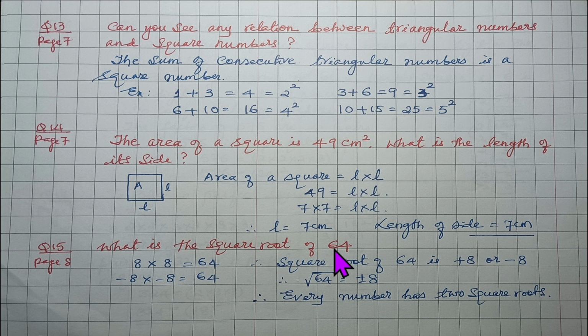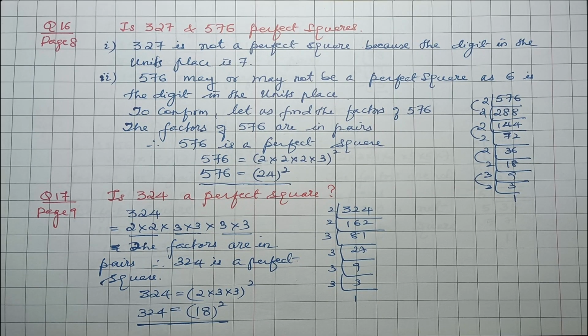What is the square root of 64? 8 into 8 is 64, minus 8 into minus 8 is 64. That means the square root of 64 can be 8 or minus 8. Therefore the square root of 64 is plus and minus 8. Every number has two square roots, but we take only the positive value.